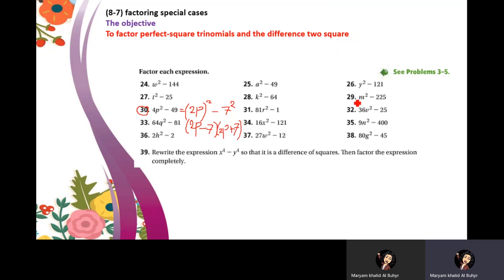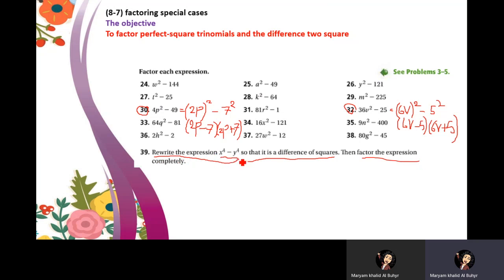Now let's do more exercises. Let me do exercise 32 with you. So I can say that is equal to (6v) to the power 2 minus 5 to the power 2. All right, so that is equal to (6v minus 5)(6v plus 5). That's it, and the rest is exactly the same idea. Let me tell you here: rewrite the expressions as a difference of squares, then factor them.